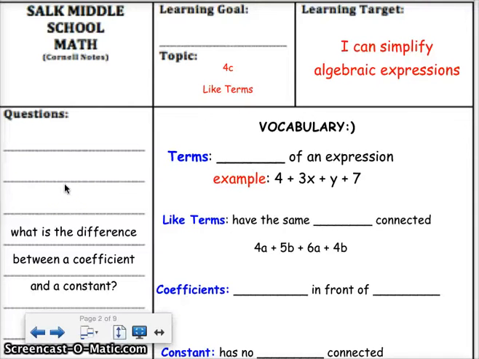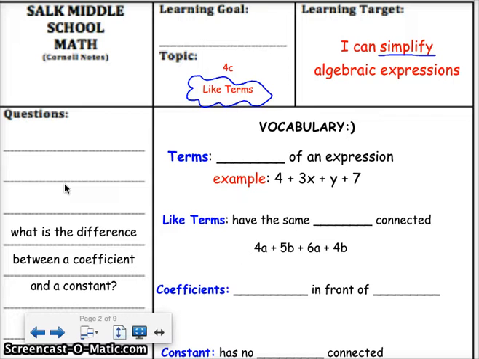Okay, we are moving on to an extension of all the properties together. All the properties together, the associative, commutative, distributive, identity, zero, allow us to simplify algebraic expressions. That's what you're going to be able to do today. You've done it before, but we bumped up the rigor with negative signs and distribution. The main topic is like terms today.